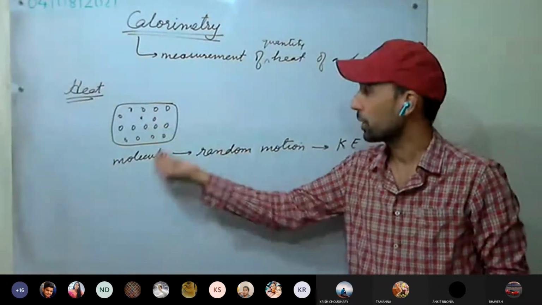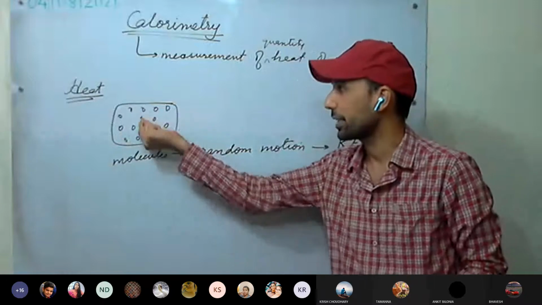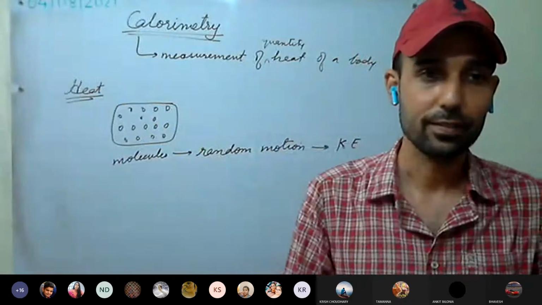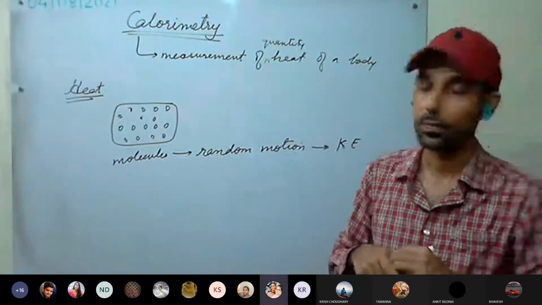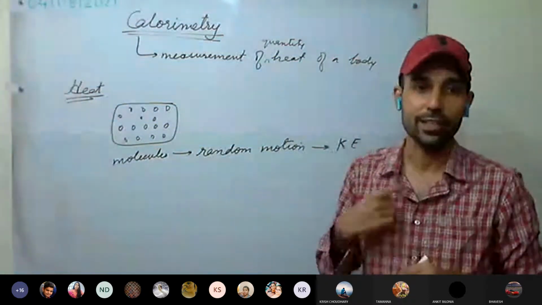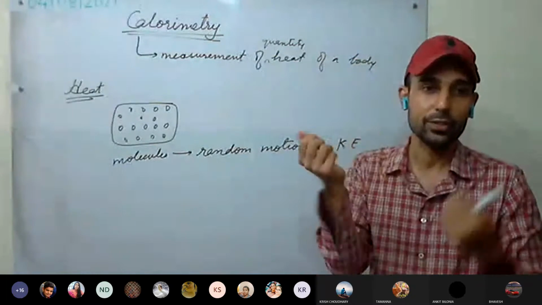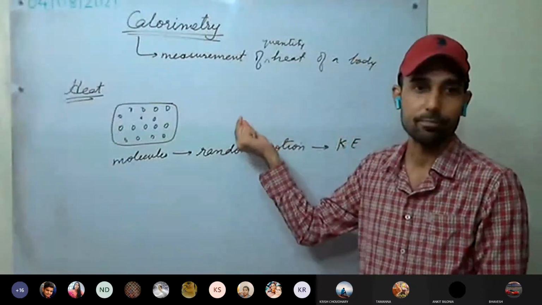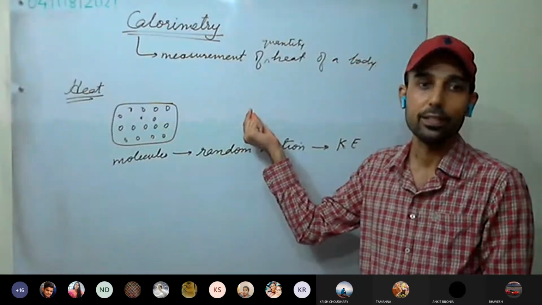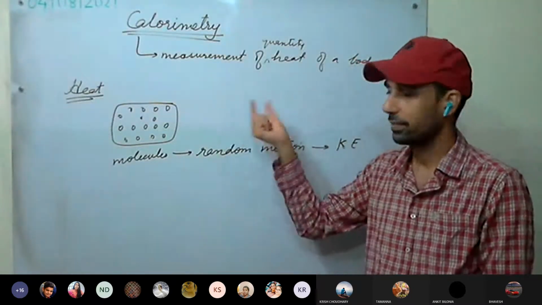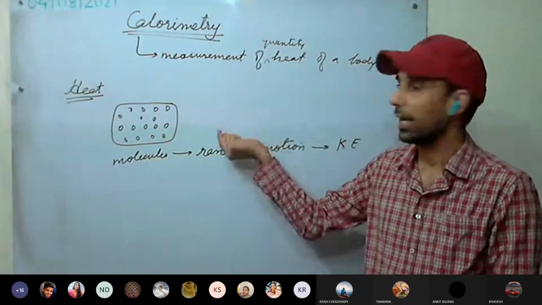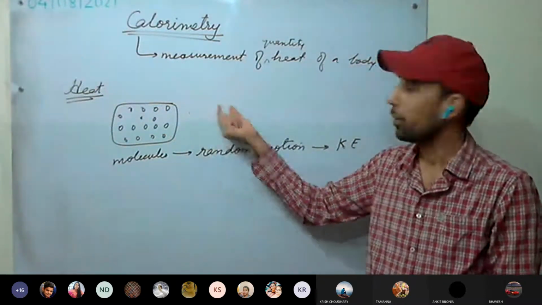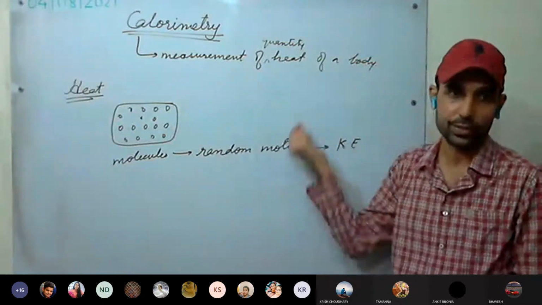Okay, forget about that motion. In solid, are they moving? Which kind of motion do they have in solid material? To and fro. Vibratory only, because they are tightly packed. In liquid, they have vibratory as well as translatory as well as rotational. And in gas, they have all the three. In liquid as well, they have all the three, but in gases they move faster.